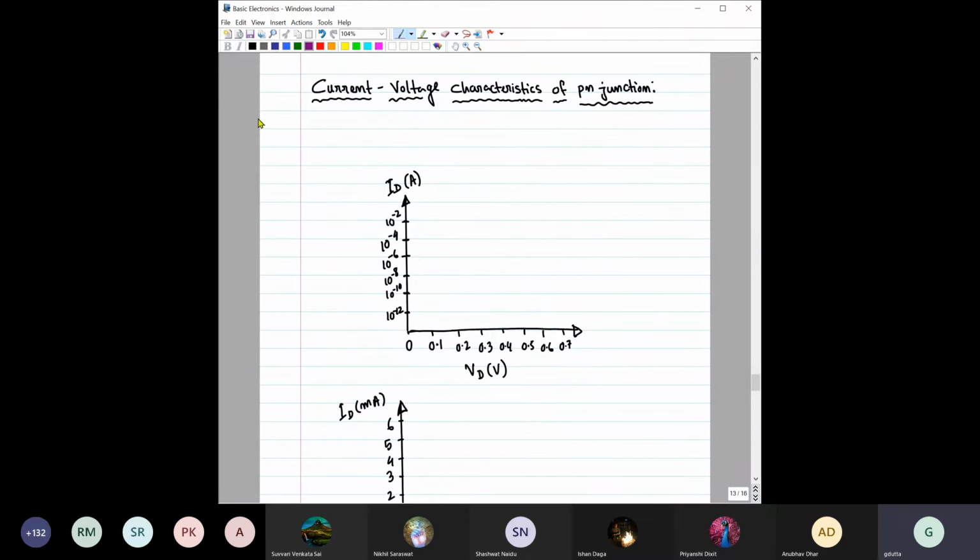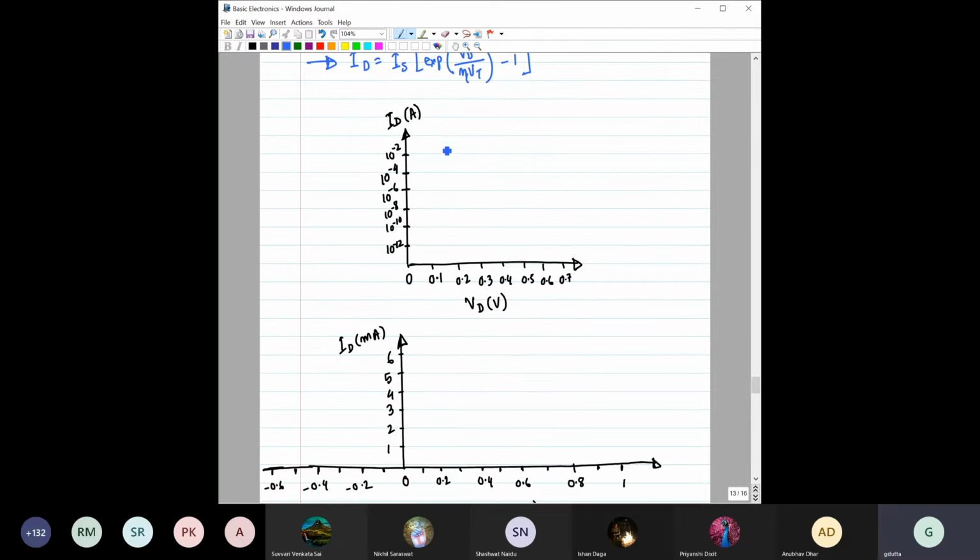So let us write the current equation once again. We have seen this current equation is ID equal to IS into exponential of VD by eta VT minus 1. So here we are trying to plot the current-voltage characteristics, but we know that mathematically the diode current-voltage characteristics can be represented by this equation. Let us try to plot this equation here. We will try to plot the same equation in two different ways.